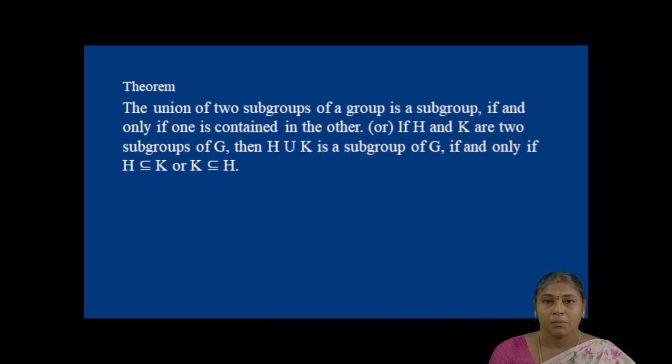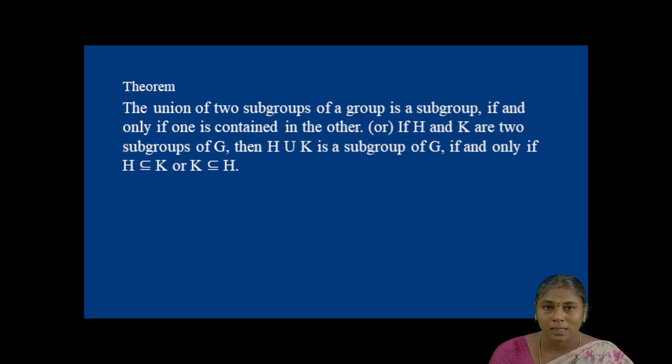Next comes the theorem. The union of two subgroups of G is a subgroup if and only if one is contained in the other. That is, the intersection of two subgroups is a subgroup, but the union of two subgroups need not be a subgroup. When will it be a subgroup? If and only if one is contained in the other. So suppose we have two subgroups H and K of a group G, then H union K will be a subgroup of G if and only if one is contained in the other.